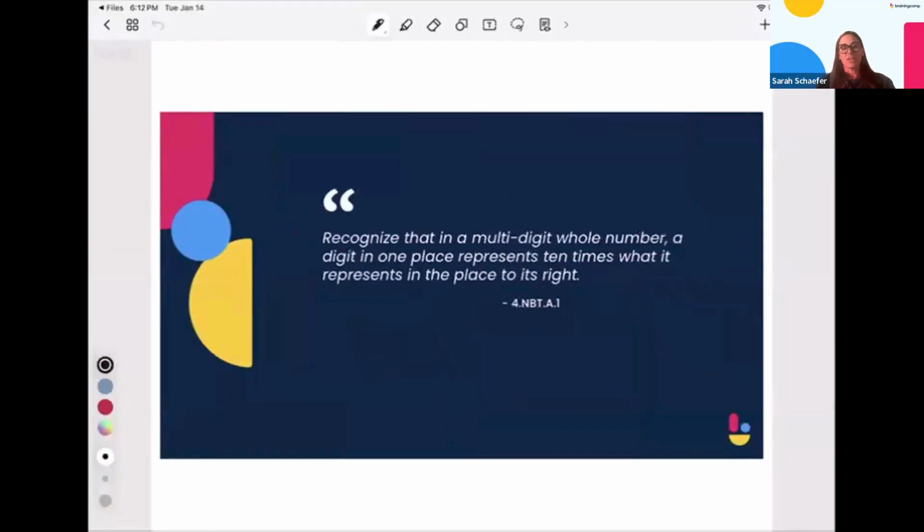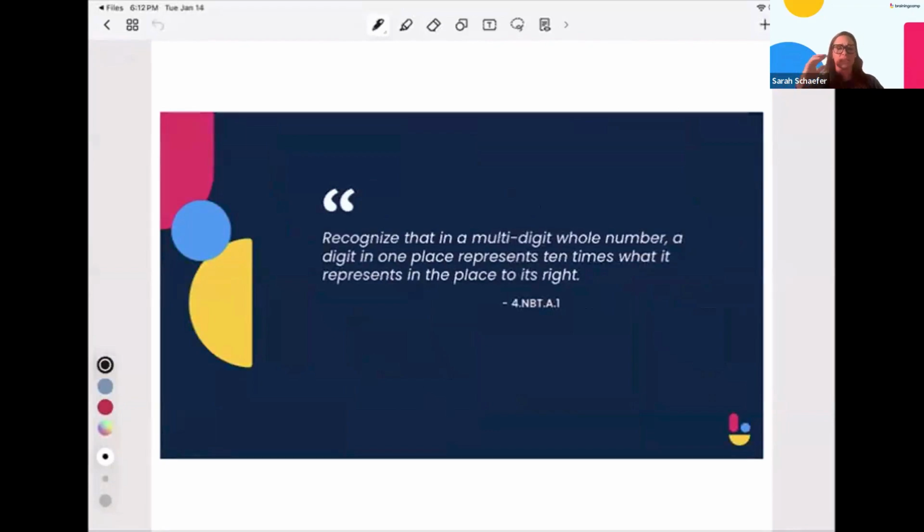I've just attached here, I know we have a lot of international people on the call tonight. Our fourth grade standard in the US requires that students recognize that in a multi-digit whole number, a digit in one place represents 10 times what it is to the place to its right. And the wording of that is really difficult for kids.